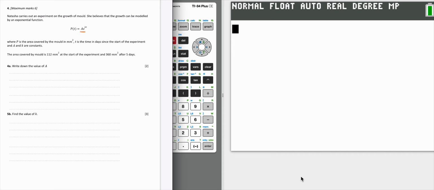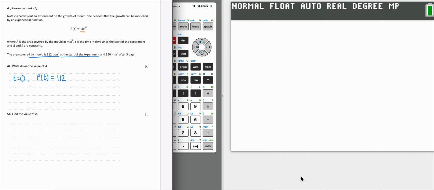Now they tell us that the area covered by mold is 112 at the start of the experiment. So that means that when T equals 0, the amount of mold, which is P of T, is equal to 112, or 112 millimeters squared. So whenever you see finding the A value, this bit at the start, it's always something to do with the initial, and therefore somewhere in the question they'll have told you what the initial time is.